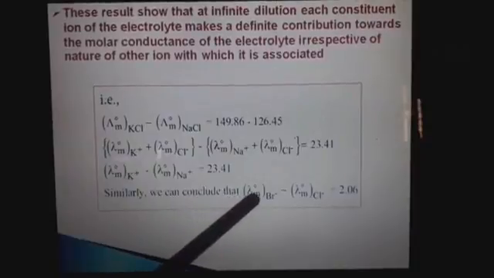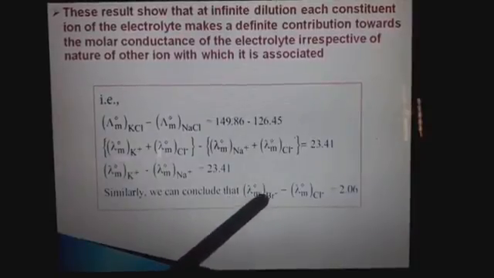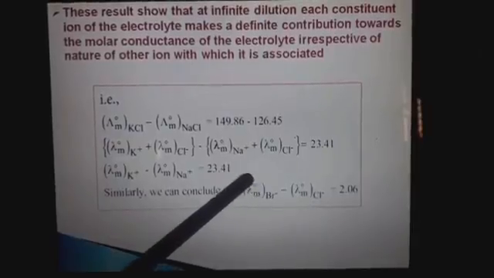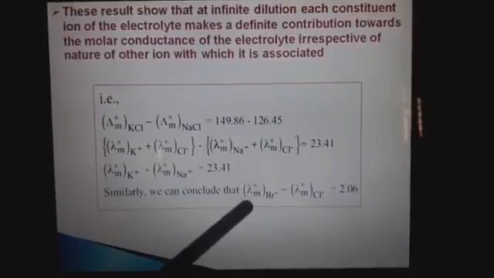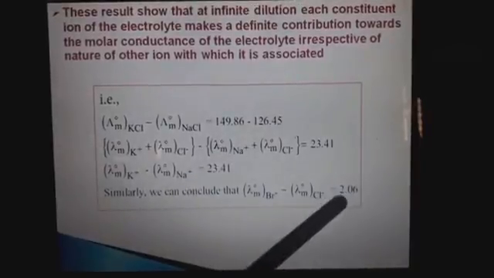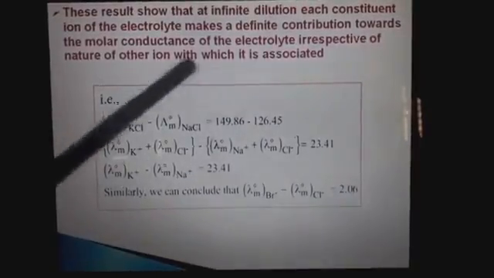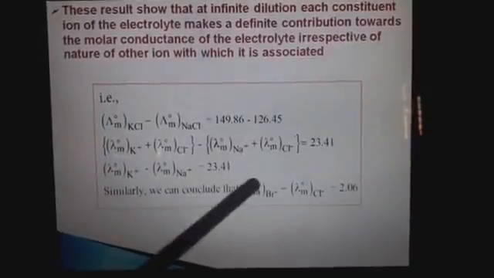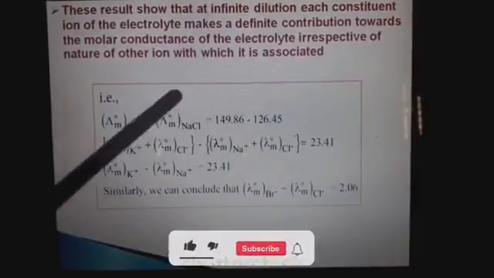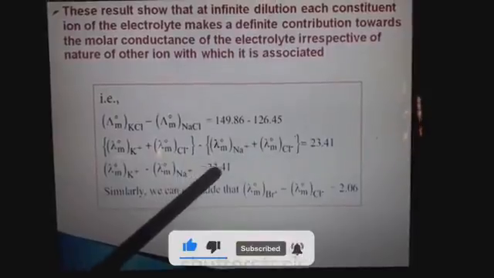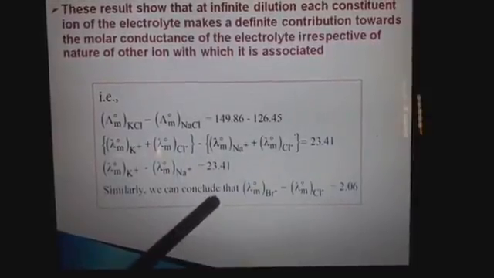So for the same cation and different anions, that is Br minus and Cl minus, the difference is like 2.06. This is the relationship, and the table values are obtained from this type of relation for the different chemicals. Okay, understand? In this session, finished. Okay, thank you.